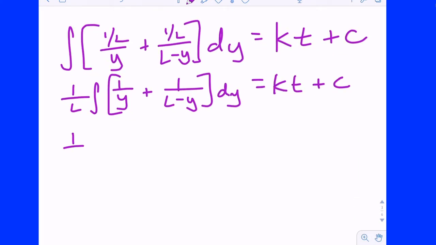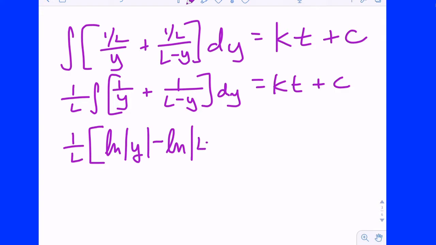Okay, so here we go. 1 over L goes along for the ride. What is the antiderivative of 1 over y with respect to y? Natural log, absolute value y. Cool. Plus, what's the antiderivative of 1 over L minus y with respect to y? Good. Minus the natural log of the absolute value of L minus y.